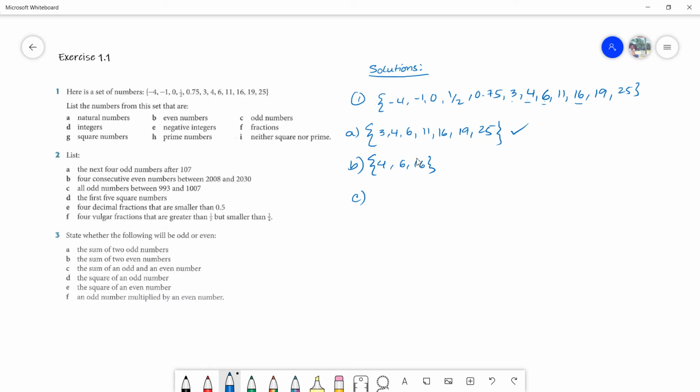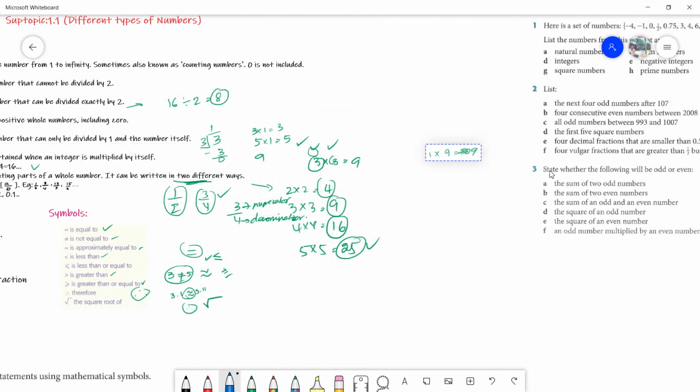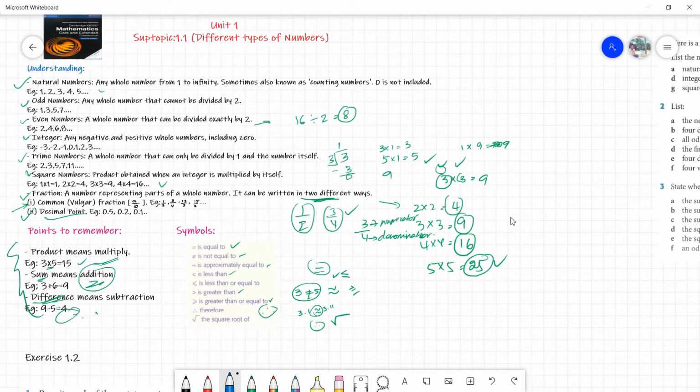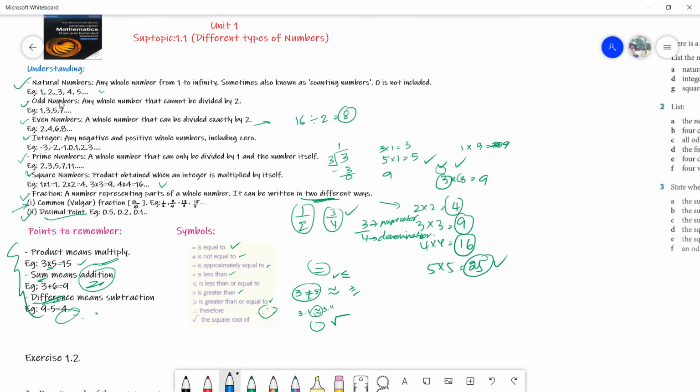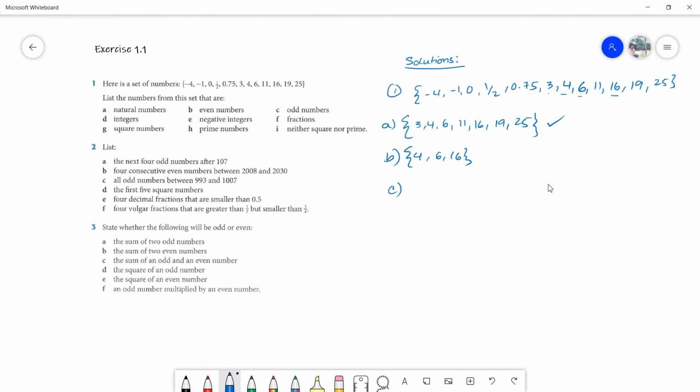Odd numbers are any numbers that cannot be exactly divided by 2, I believe. Yes, odd numbers that cannot be divided by 2. Great. So what are the numbers that cannot be exactly divided by 2? This is 3. I'm going to use a different color pen. It's going to be 3, 11, 19, and 25.